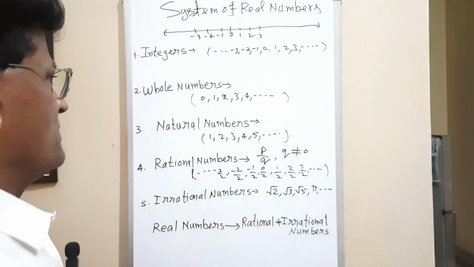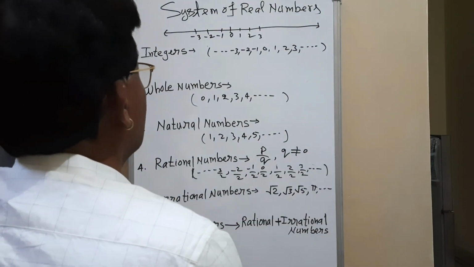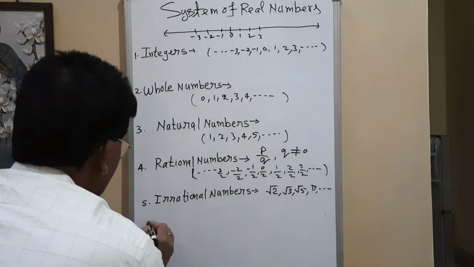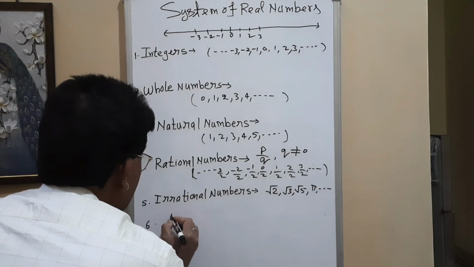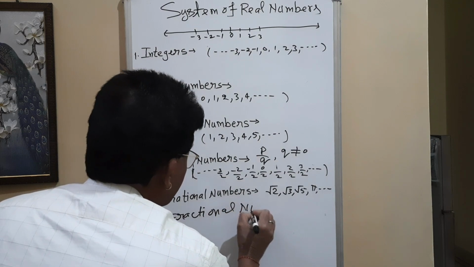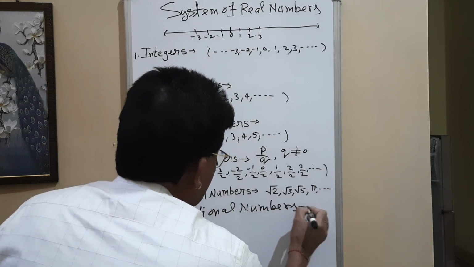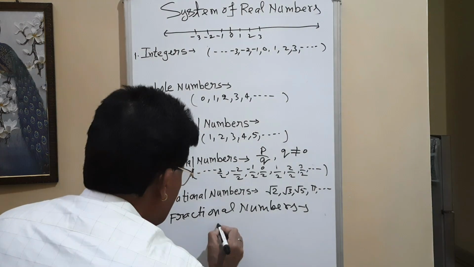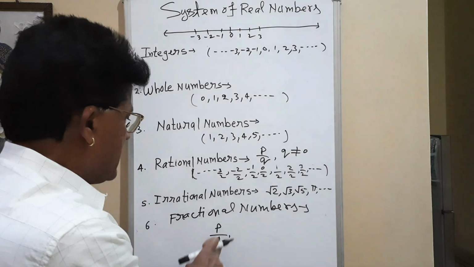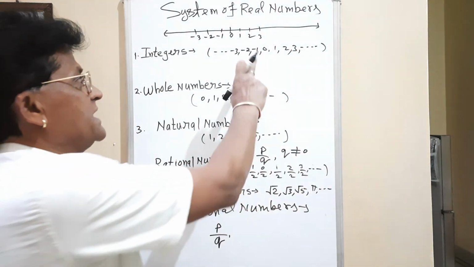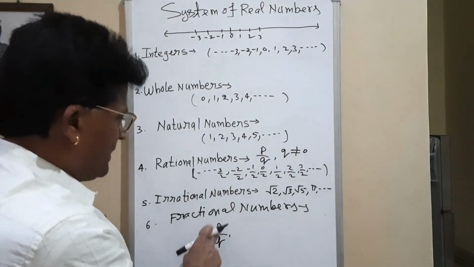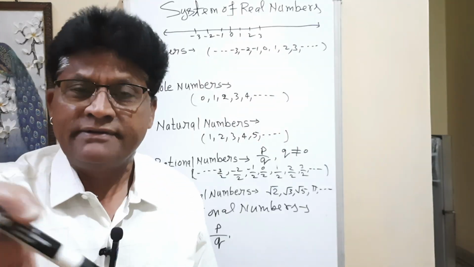Now one more kind of number, that I am going to write over here in place of this one. That is the sixth kind, that is fractional numbers. Very, very important. Fractional numbers, the numbers which are in the form of P upon Q. But you must keep in mind, P and Q should be positive numbers. All the numbers on the right side, positive numbers. P and Q should be positive numbers.